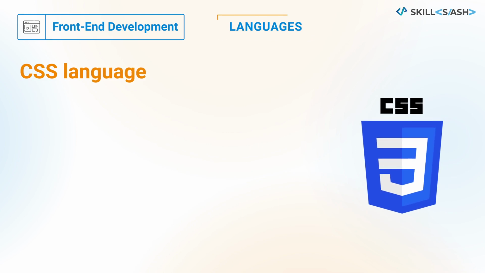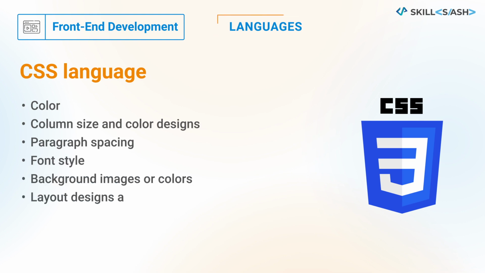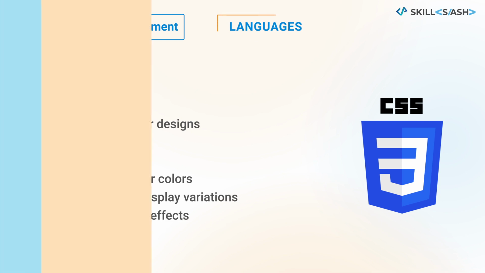CSS language. CSS stands for cascading style sheets. You can control the color, column size and color designs, paragraph spacing, font style, background images or colors, layout designs and display variations of different devices, screen sizes or other effects with the use of CSS. CSS is simple to know and comprehend, but it controls the presentation of HTML documents.